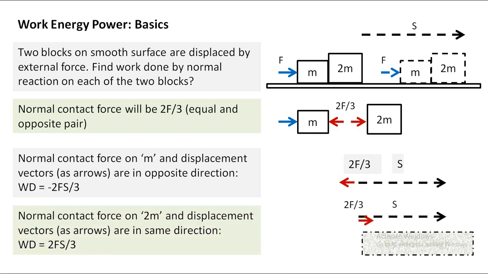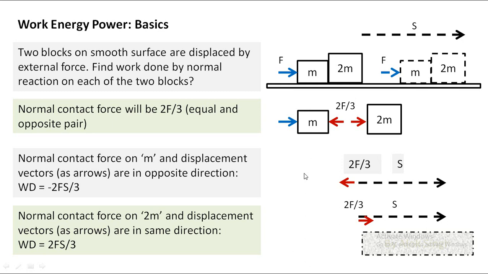How about work done by contact force on 2M block? We mark both the direction of displacement vector and force vector. Both are in the same direction. Angle theta is 0. Hence work done will be equal to this magnitude into cos of 0, which is 2Fs by 3. So work done by contact force on 2M block is positive. Work done by contact force on block M is negative.